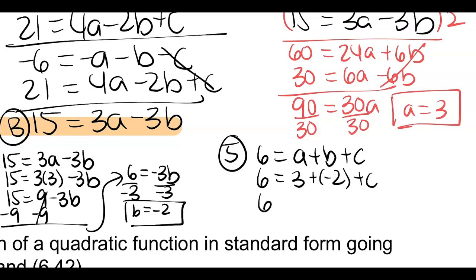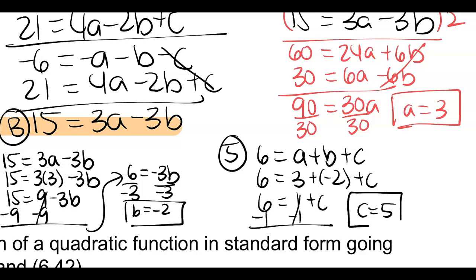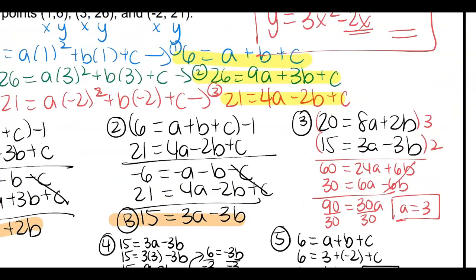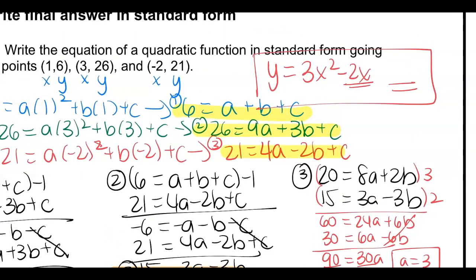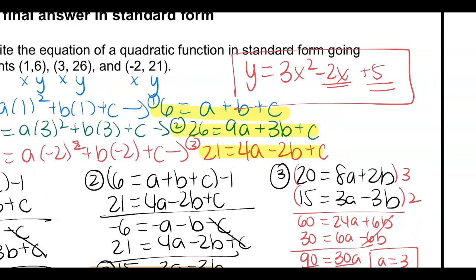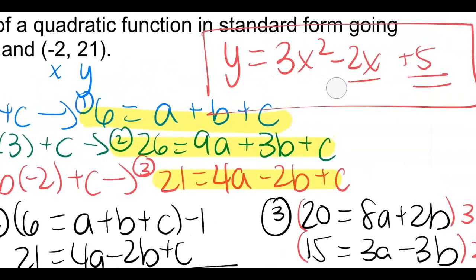3 plus negative 2 is positive 1. I'm going to subtract 1 on each side, so c is going to give me 5. That's that constant at the very end, and it's technically my y-intercept. This is my answer. That's it. Make sure when you write these out that you write it in the form that we're asking for. In this case, we were asking for standard.